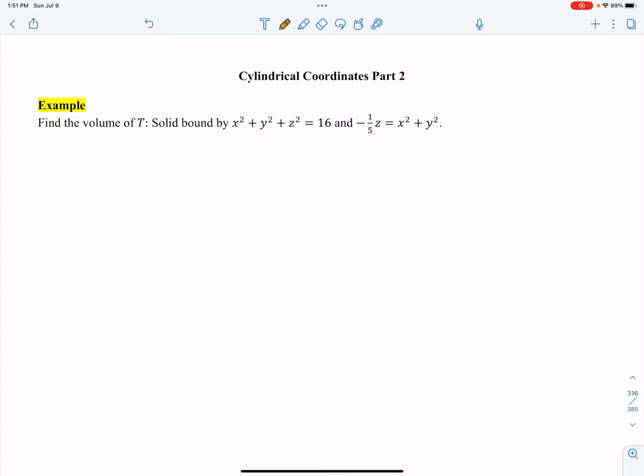In this video, we'll continue our discussion of cylindrical coordinates with another example. This example is a bit weird. So we find the volume of T. T is a solid bound by, okay, that's a sphere. And then this thing may not be obvious.